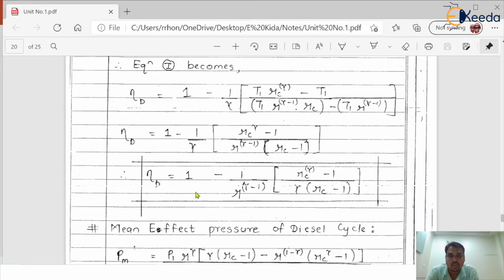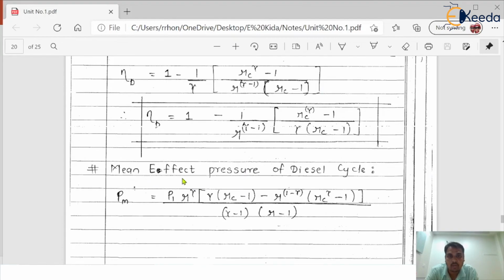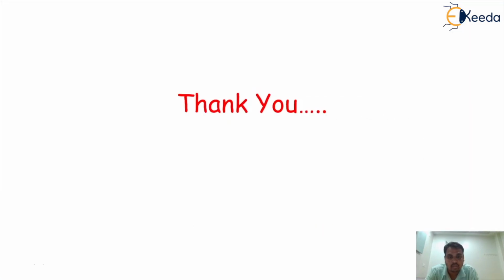So finally put all the values over here and we can conclude this final equation of the mechanical efficiency of diesel cycle like this after putting all the values in equation number 1, and this is the final equation of mechanical efficiency of diesel cycle. Please concentrate. And similarly this is the mean effective pressure equation of diesel cycle like this one. So dear friends, hope you understood this one.